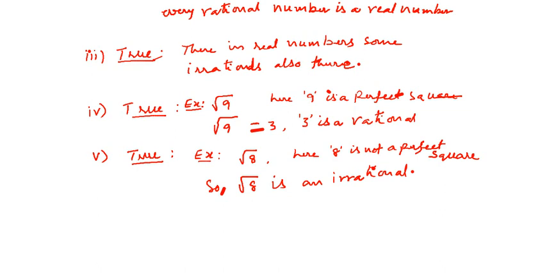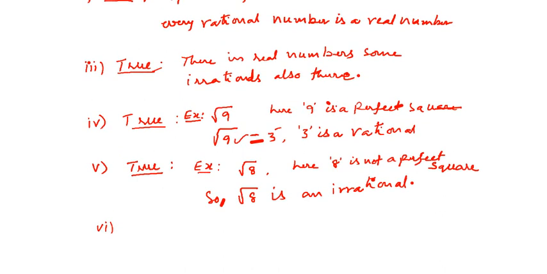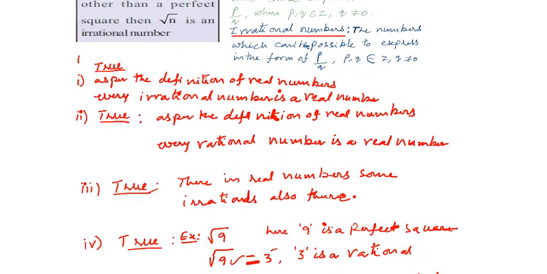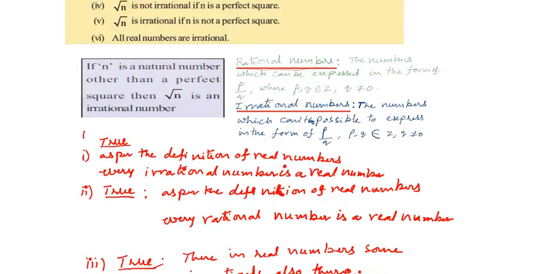But root 9 is 3. Hence, root 9 is 3, then 3 is a rational. That means if n is a perfect square, then root n is rational. If n is not a perfect square, root n is an irrational. Now, sixth statement and final, last statement. What is the last statement? Look there. All real numbers are irrationals. What do you say? All real numbers are irrationals.